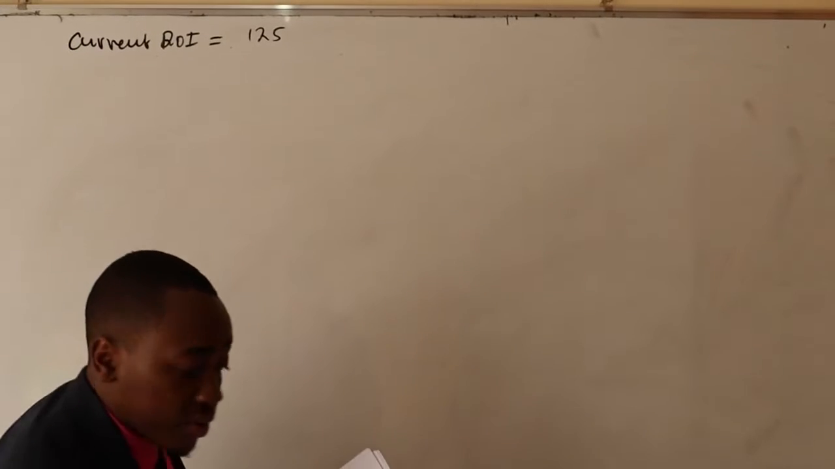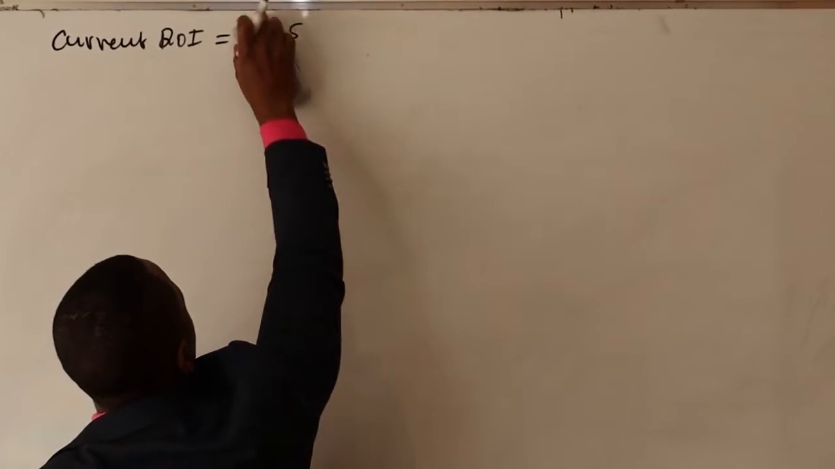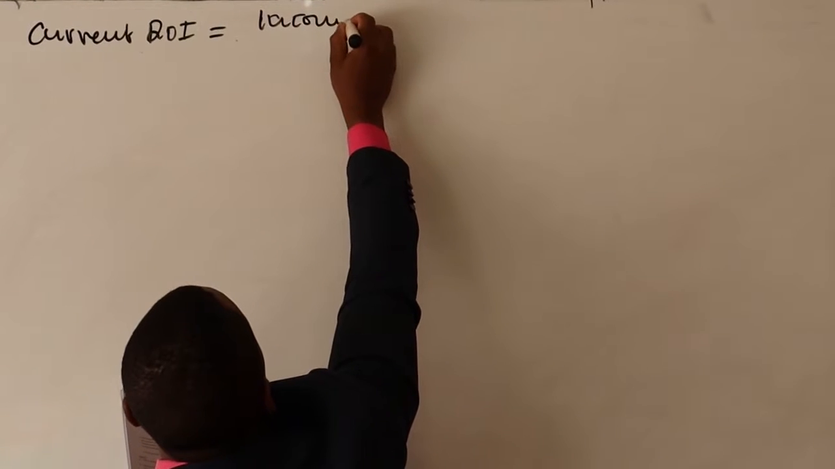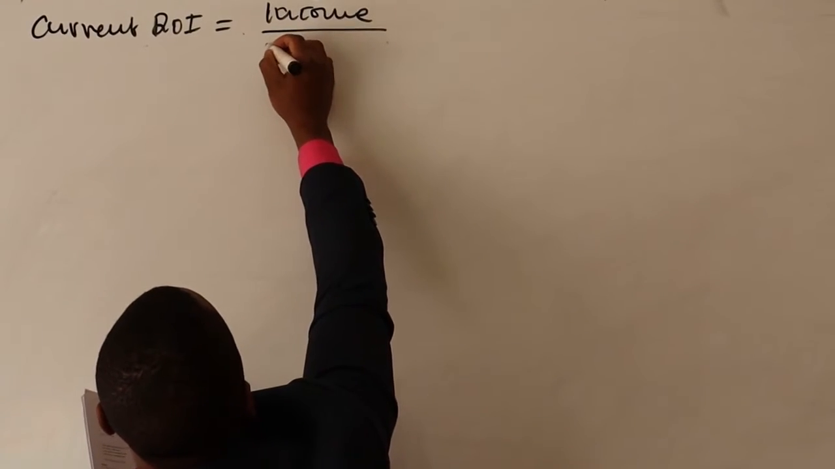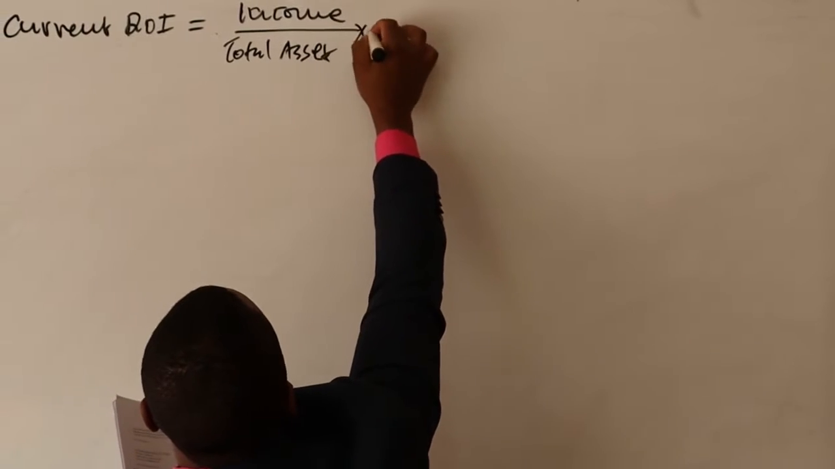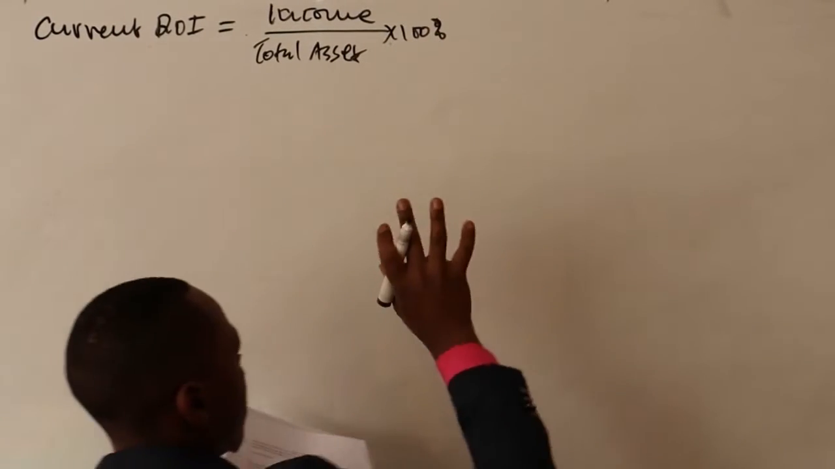So first of all, let me write for you the formula. How do you get the return on investment? Return on investment, you take the income, and the income is the same as profit. You divide by the total assets, and whenever you are not given total assets, you use capital.